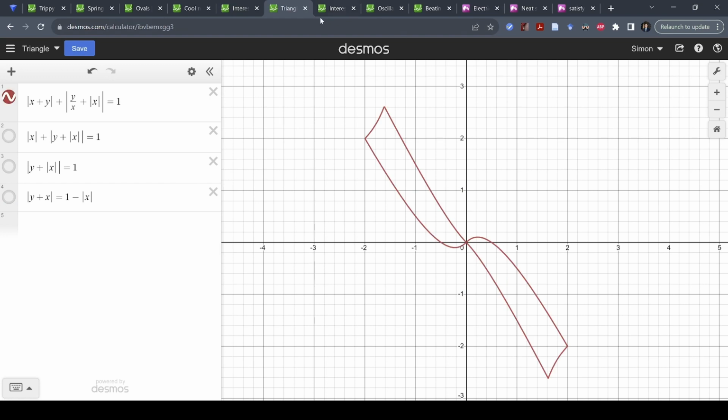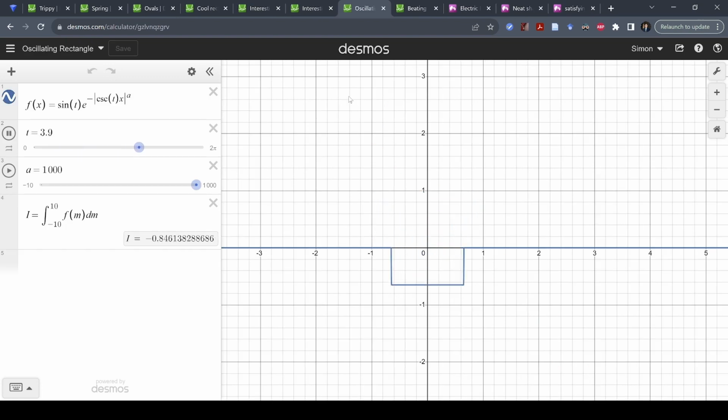Now this one I also just kind of found by chance, but it's just a rectangle that oscillates up and down. But again, it's one of those simple graphs that's just so satisfying. And the equation is not simple at all, as you can see. It's sine of t e to the negative absolute value of cosecant of t times x all to the power of a, where a equals 1,000. But the neat thing is, of course, you can see that the area under this curve, that's what that integral I represents, does in fact equal what you would get when you calculate just a rectangle. So it's kind of interesting that that approaches an exact rectangle.